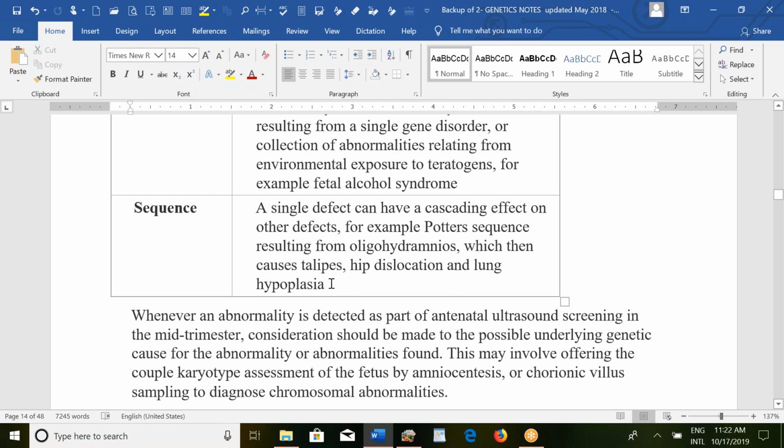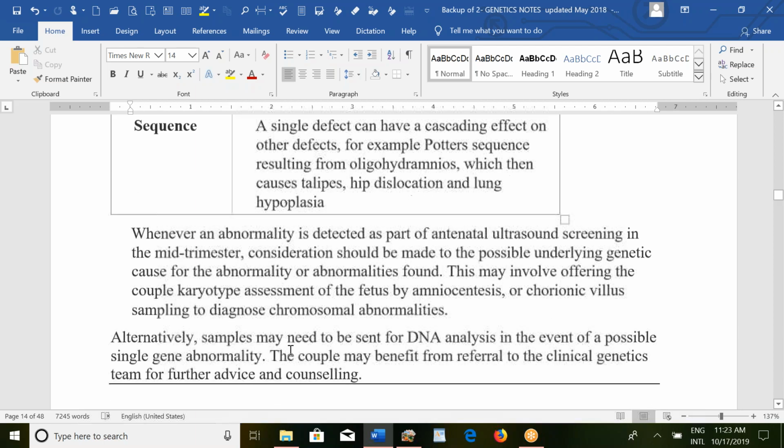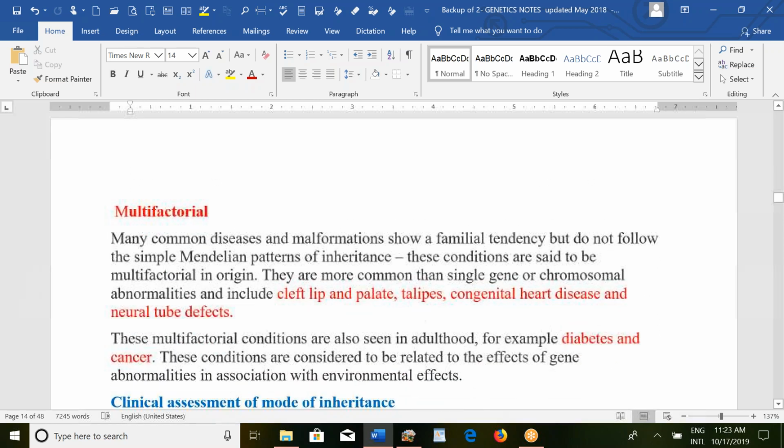But later it has been shown that oligohydramnios by itself is not going to cause lung hypoplasia, although it can occur in cases of Potter's syndrome. So whenever an abnormality is detected as part of antenatal ultrasound screening in the mid-trimester, consideration should be given to the possible underlying genetic causes for the abnormality or abnormalities found. This may involve offering the couple karyotype assessment of the fetus by amniocentesis or CVS to diagnose chromosomal abnormalities. Alternatively, samples may need to be sent for DNA analysis in the event of a possible single gene abnormality. The couple may benefit from referral to the clinical genetics team for further advice and counseling.